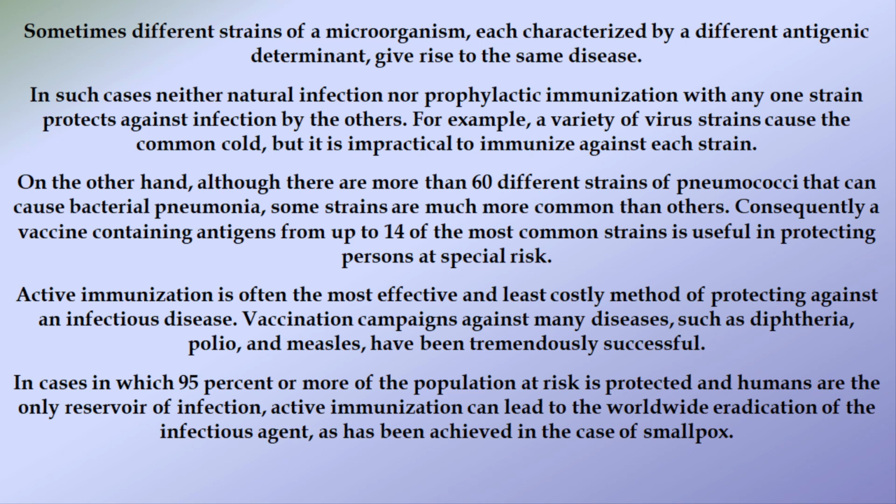On the other hand, although there are more than 60 different strains of pneumococci that can cause bacterial pneumonia, some strains are much more common than others. Consequently, a vaccine containing antigens from up to 14 of the most common strains is useful in protecting persons at special risk. Active immunization is often the most effective and least costly method of protecting against an infectious disease.